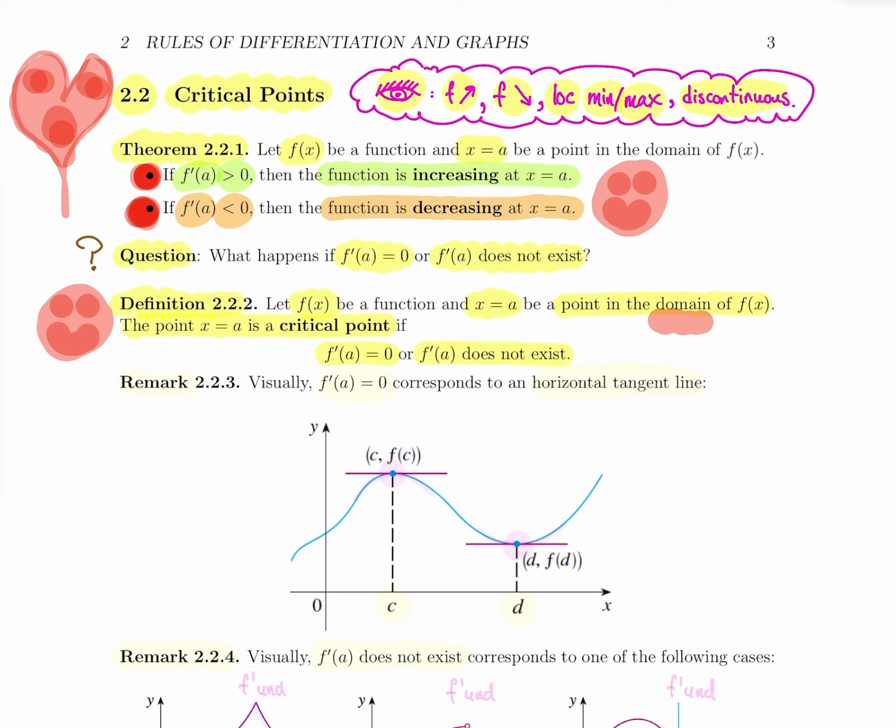So the way you should be able to understand critical points is first, again, visually. So the first remark here is what happens if you have a critical point of the form f prime equal to 0.